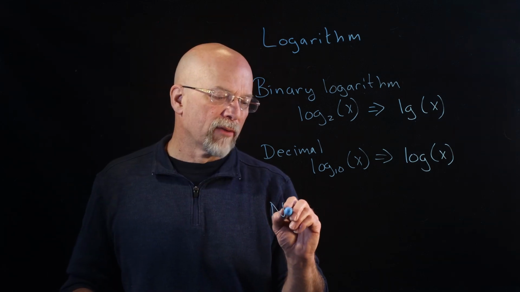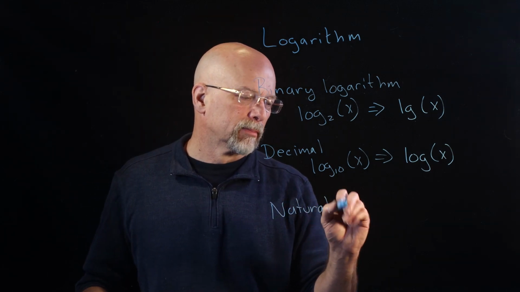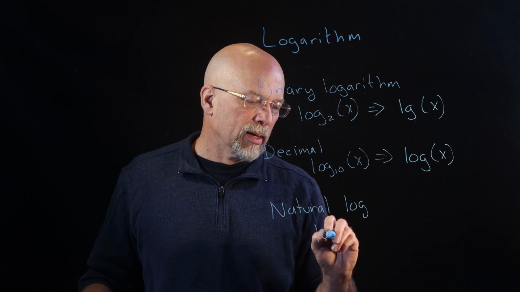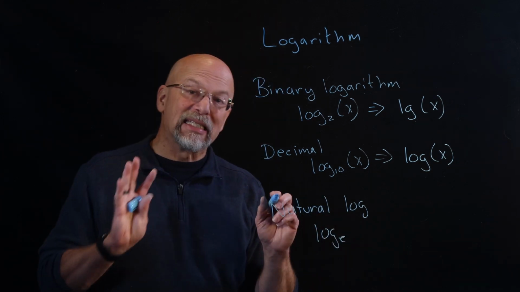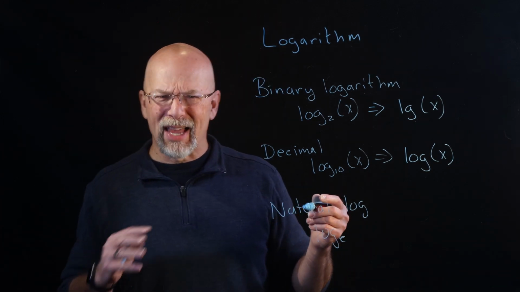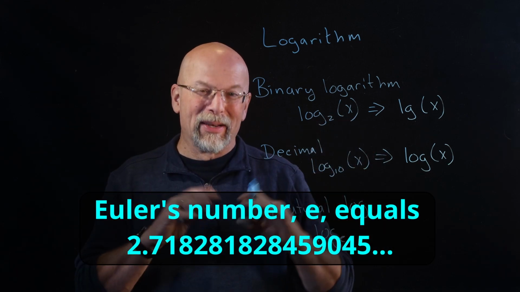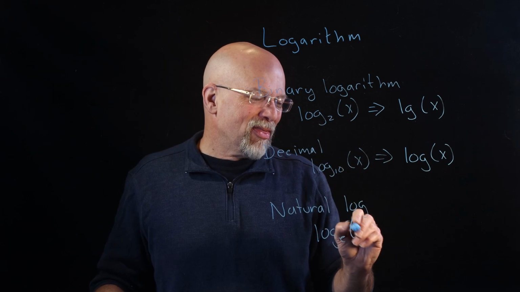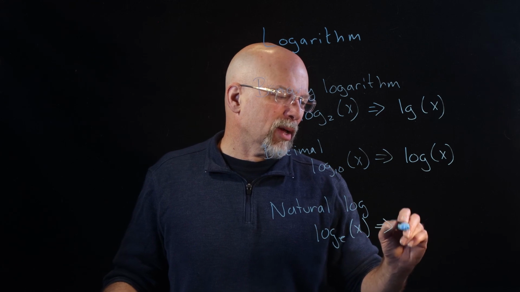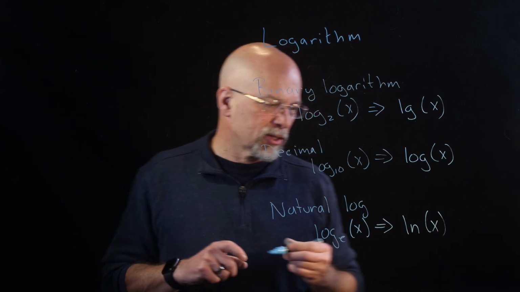And then you also have the natural logarithm. And that one is using the constant e, what is it, 2.7812? Anyway, look it up. And that one is usually represented with ln of x.